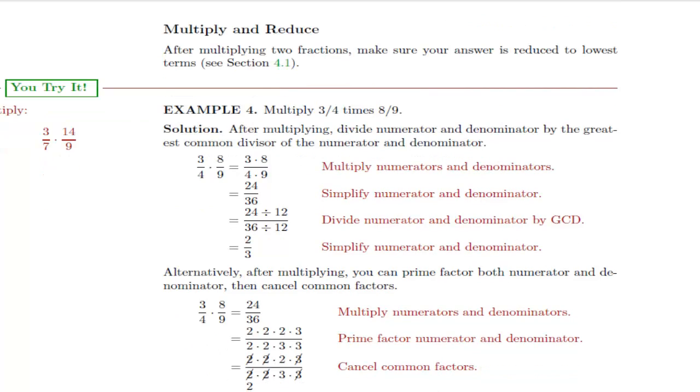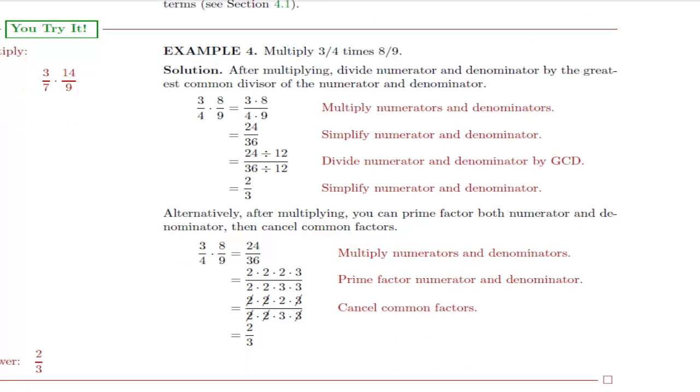Multiply and reduce. After multiplying two fractions, make sure your answer is reduced to lowest terms. See section 4.1. Example 4. Multiply 3 over 4 times 8 over 9. Solution. After multiplying, divide numerator and denominator by the greatest common divisor of the numerator and denominator. So we have numerators multiplied together to get 3 times 8 equals 24, and denominators multiplied together is 4 times 9 equals 36. So we have 24 over 36. Now we will reduce to lowest terms by dividing both numerator and denominator by the greatest common divisor, which in this case is 12. In the numerator, 24 divided by 12 is 2, and in the denominator, 36 divided by 12 is 3. So the result is 2 over 3.